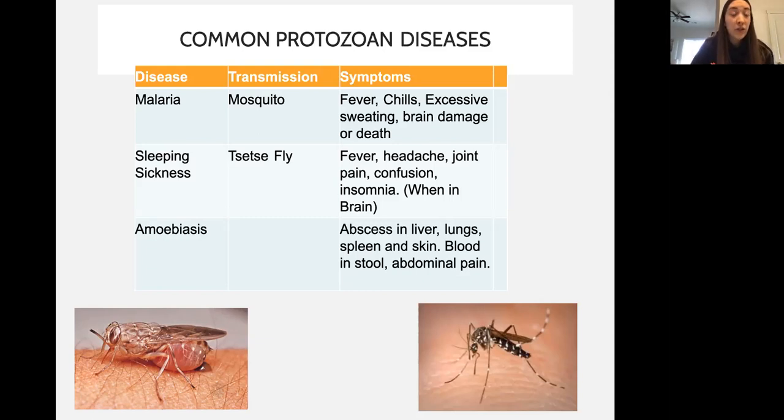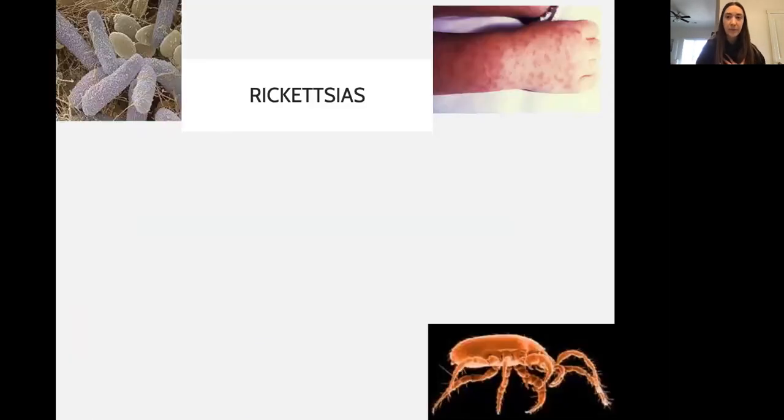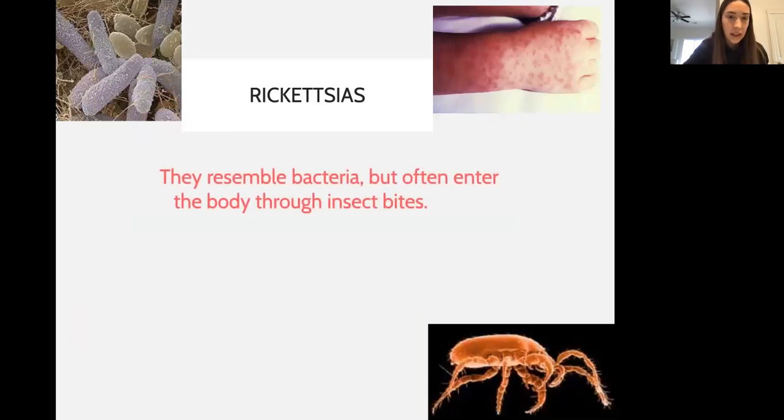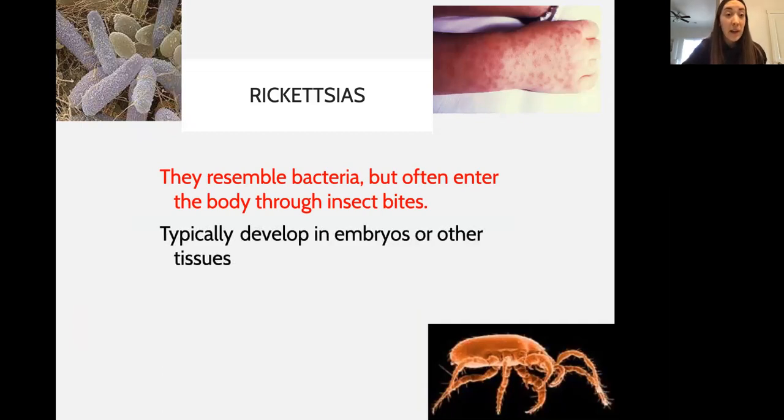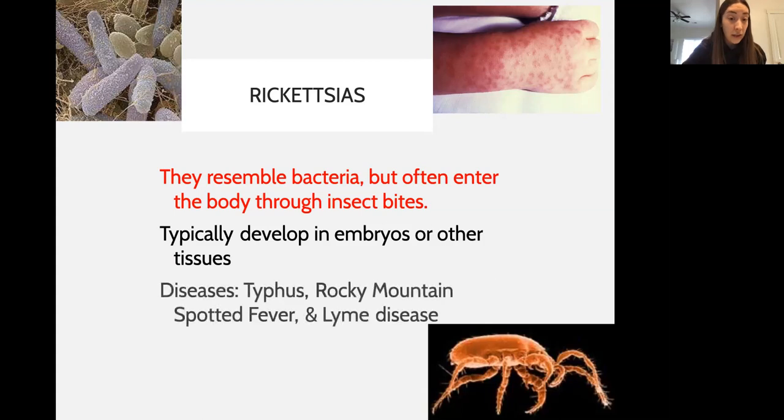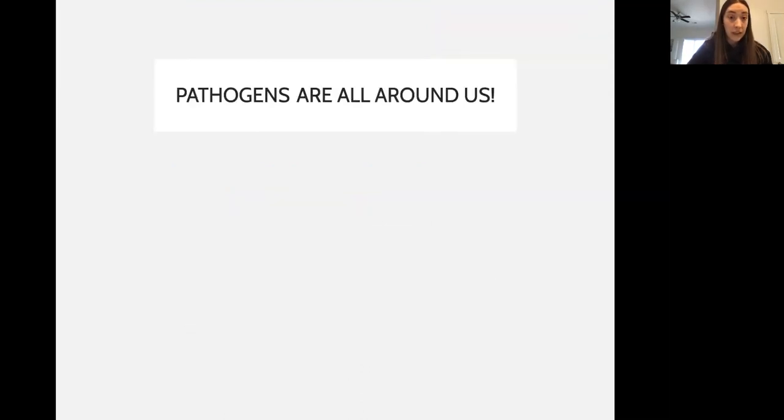Sleeping sickness is transmitted by the tsetse fly and affects the brain specifically. And then amoebiasis can create abscesses in your intestinal tract, which is not fun. Okay, rickettsias resemble bacteria, but also can often enter the body through insect bites. Usually they develop in embryos or other tissues. And diseases can include typhus, Rocky Mountain spotted fever, and Lyme disease.